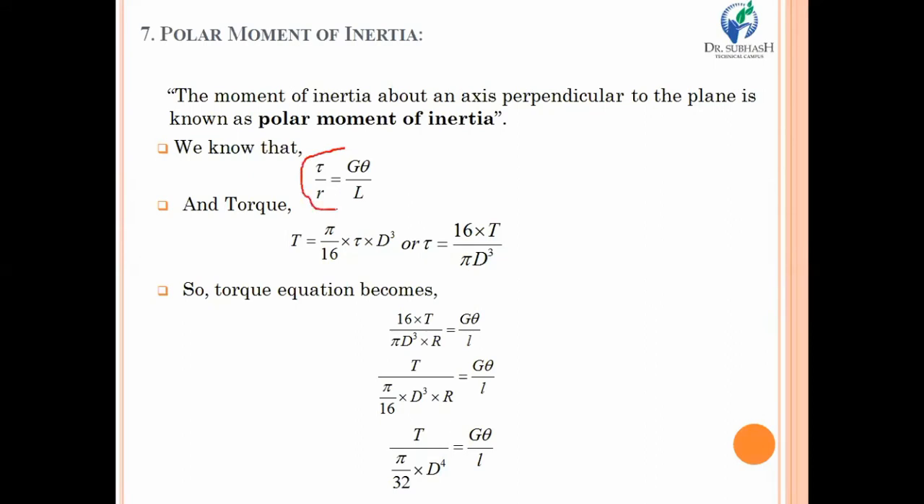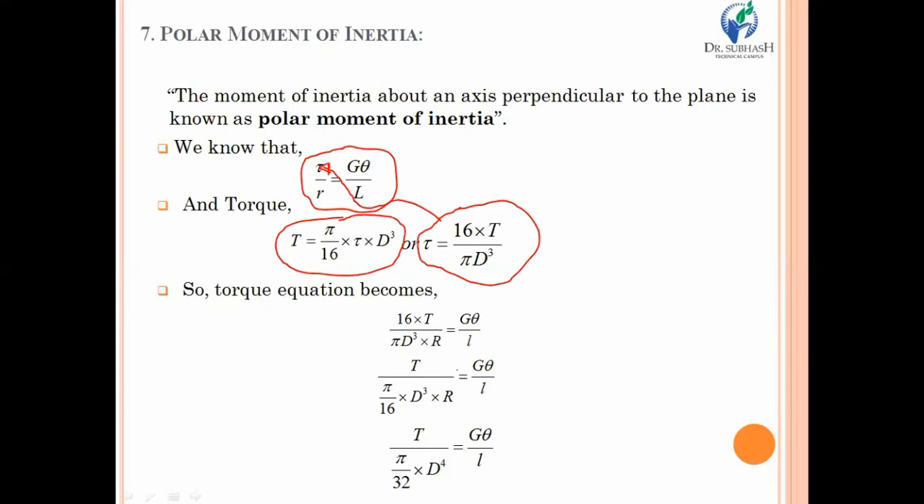Now this is the relation that we have already derived: tau upon R is equal to G theta upon L. We also know that the equation for torque is T equal to pi by 16 into tau into d cube. From that relation, you can convert this equation in terms of tau, which is equal to 16 into T upon pi d cube. Now, by putting the value of tau here and simplifying this equation, you will have 16 into T upon pi d cube into R is equal to G theta upon L.